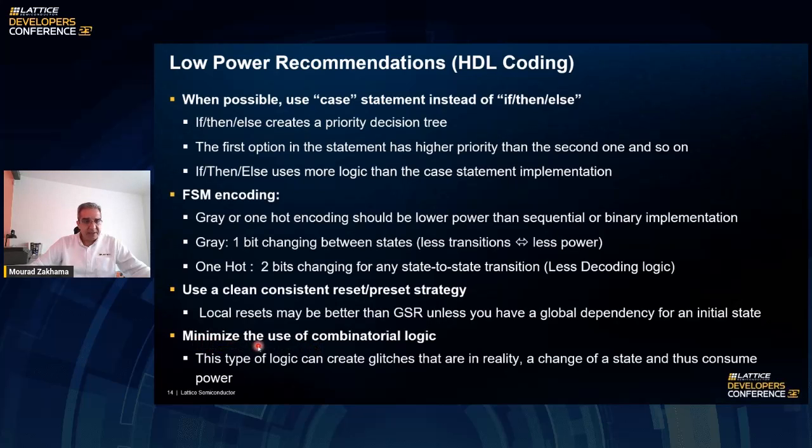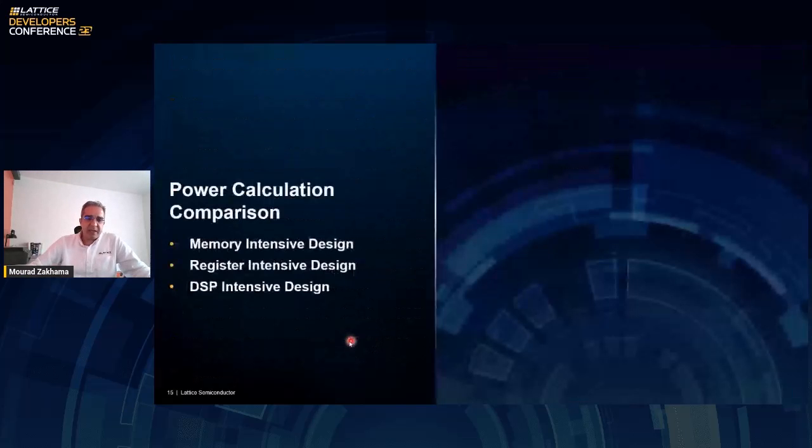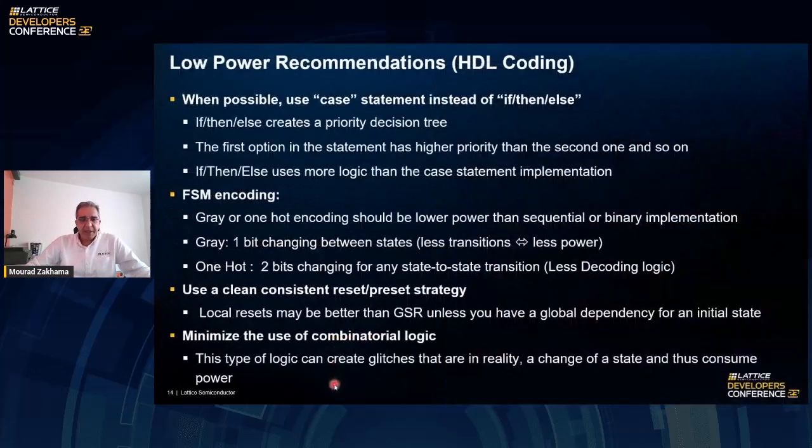Last but not least, minimize the amount of combinatorial logic. We've seen in a previous presentation about the power calculator that the power consumption, or the activity factor, has two components. These are components related to synchronous logic, and components related to combinatorial logic. The combinatorial logic is very hard to predict, but it could be even higher than 100%. The reason is that this type of logic usually creates glitches.